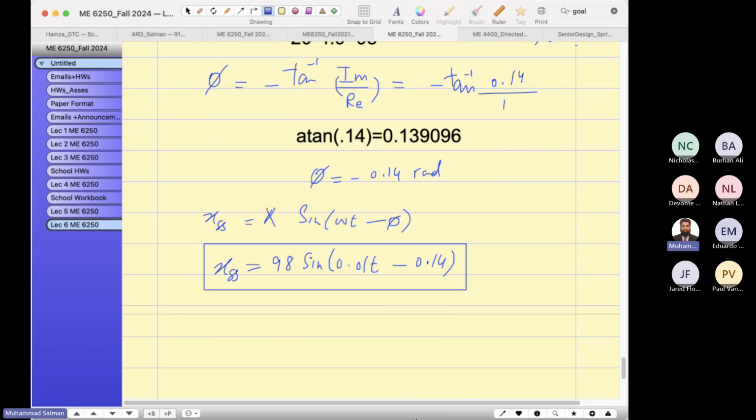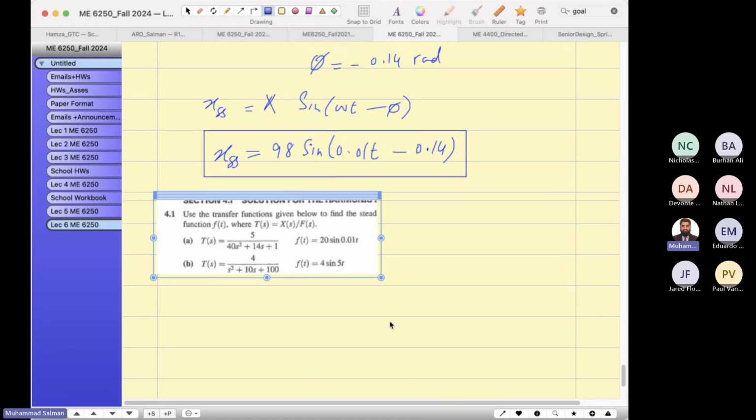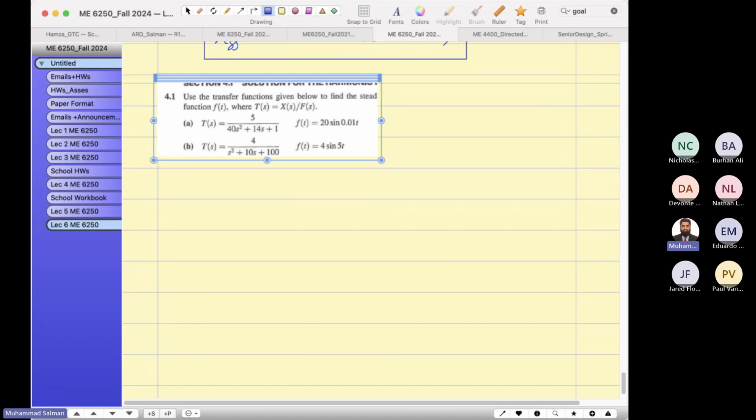I think you can solve the next question by yourself at home. I'm going to show you what I'm doing here. So these are the two. I just solved the first part, but you should be able to solve this part B at home, which I think is the homework problem. So let's do the next question.